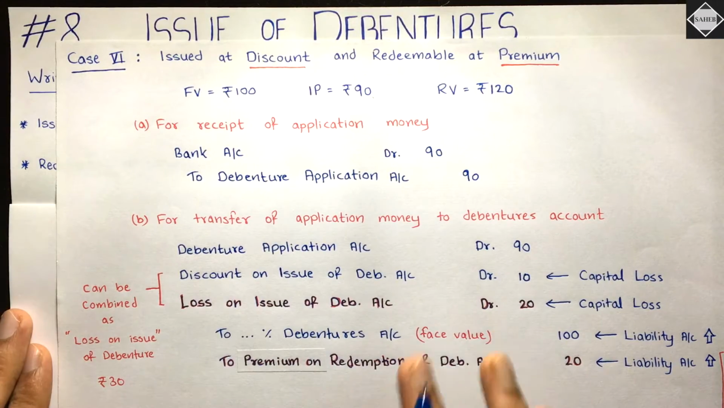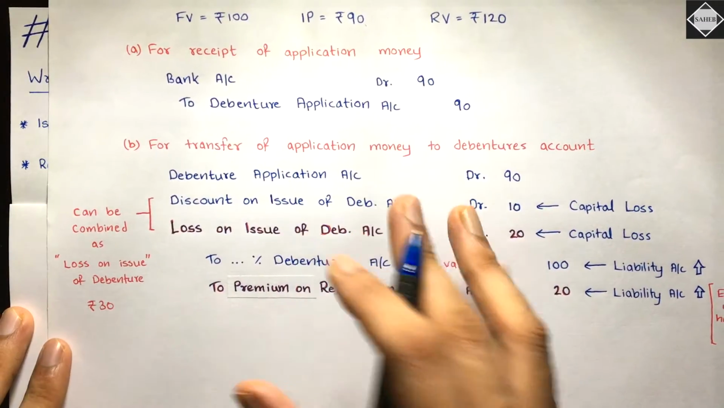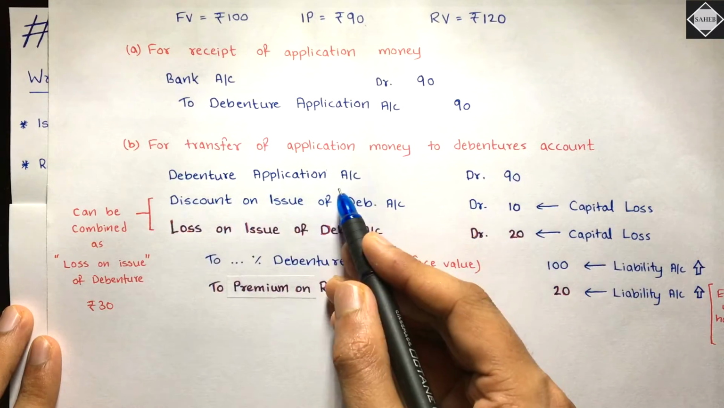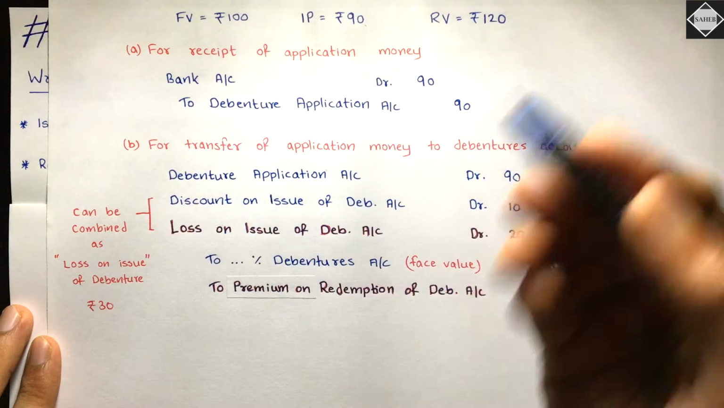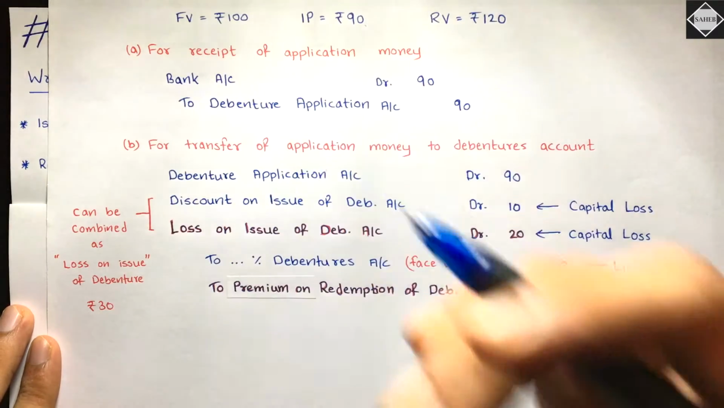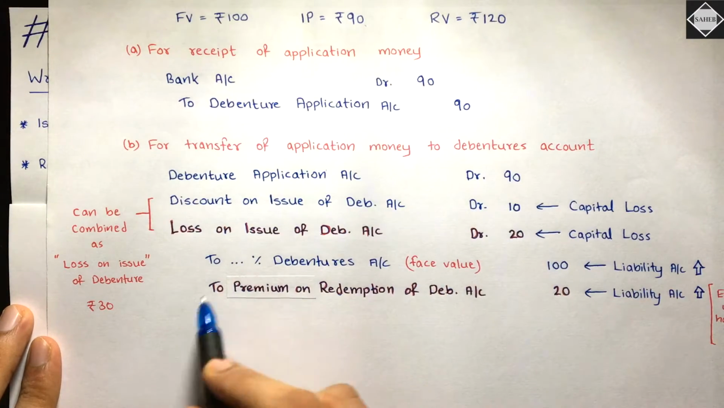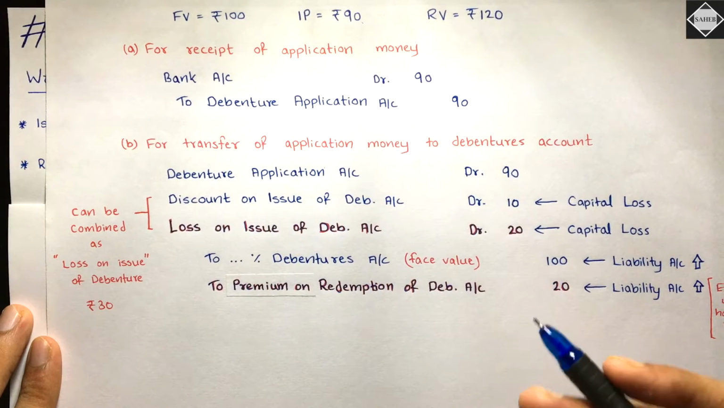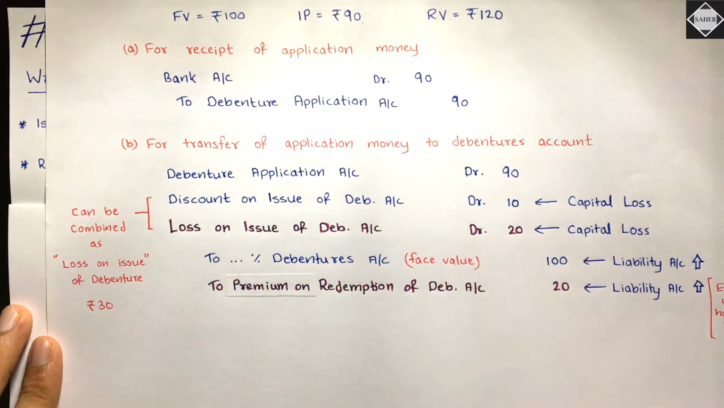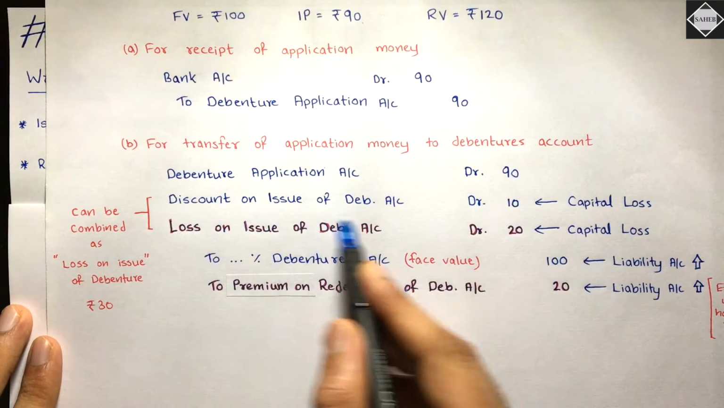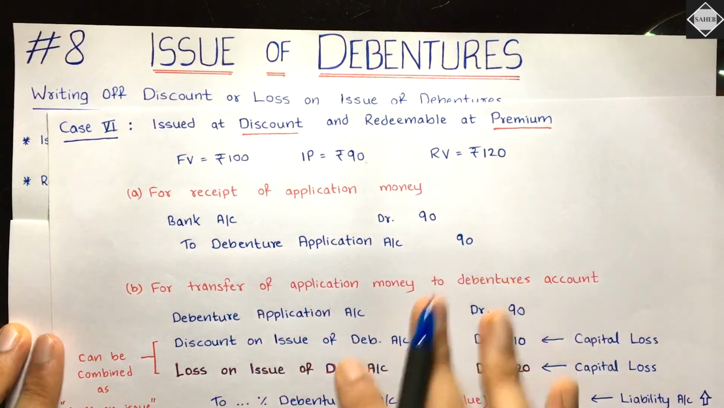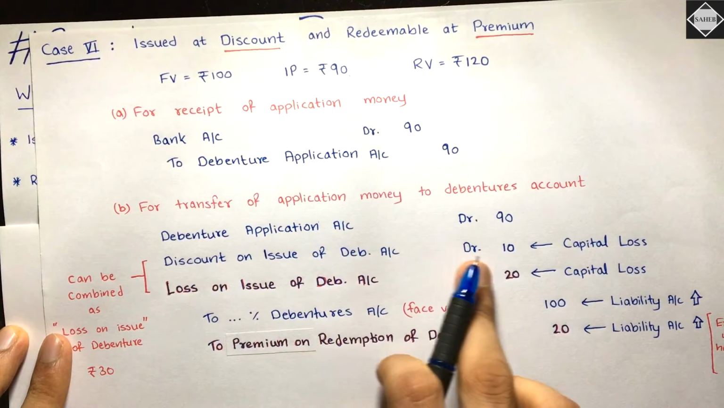And then we have to allot the debenture. So when we allot the debenture, we pass the entry: debenture application account is debited, and then we transfer the face value, just face value, 100, to the percentage debentures account. And then we record the discount as well as the premium that we are going to pay extra on redemption. How much discount did we give? Face value is 100, we issued at 90, so 10 rupees discount we give. Discount on issue of debenture, 10.